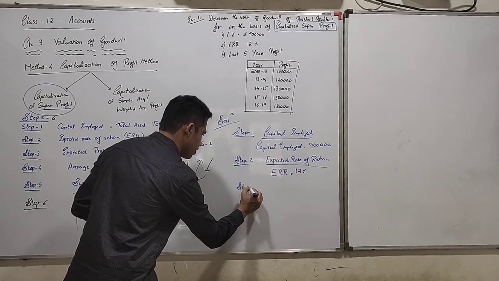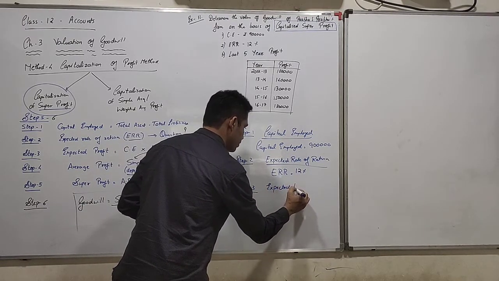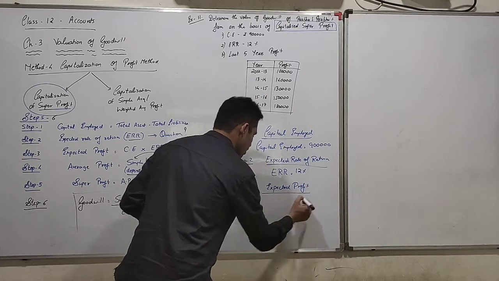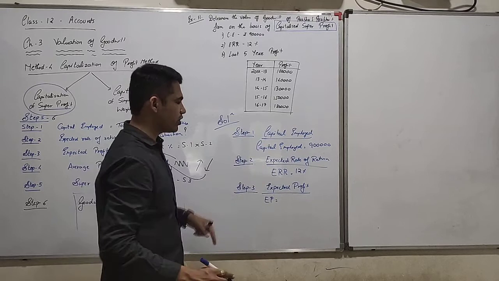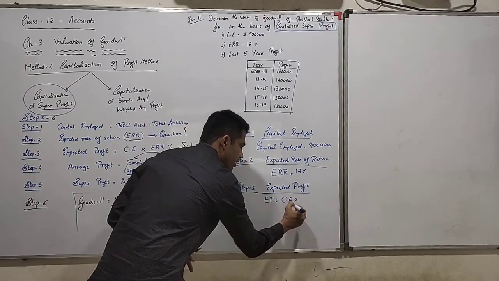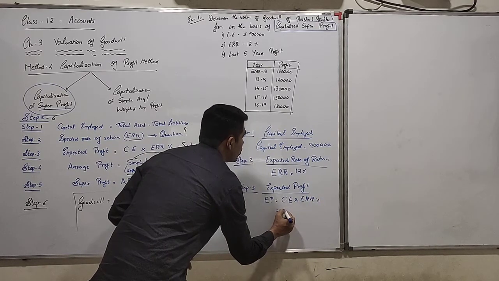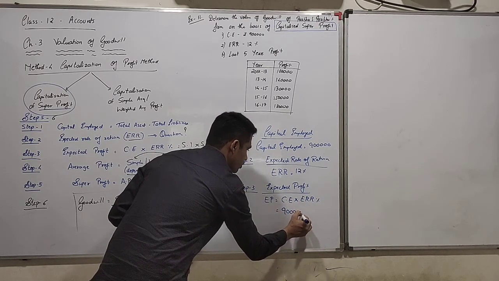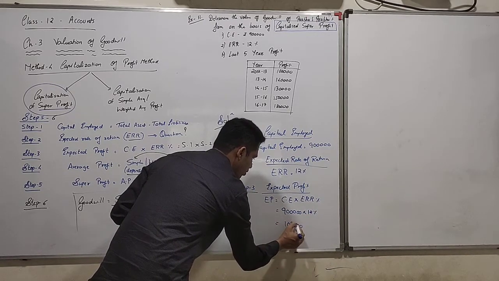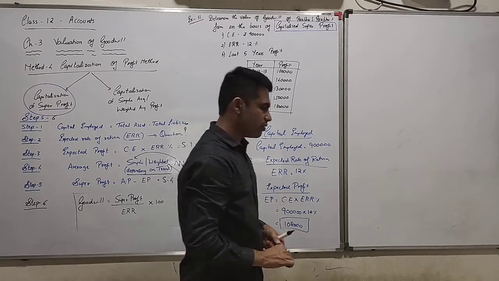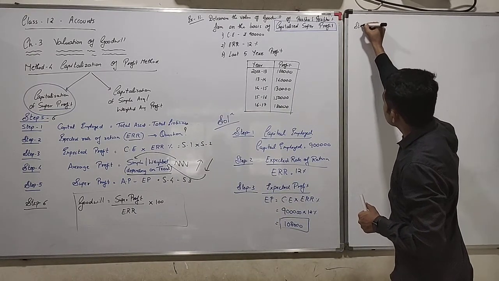Moving to step 3. Step 3 is expected profit, and the formula of expected profit is step 1 into step 2. Step 1 is CE, that is capital employed, into step 2, ERR percentage. So 9 lakhs into 12%, the answer is 1,08,000. Friends, the expected profit is 1,08,000.